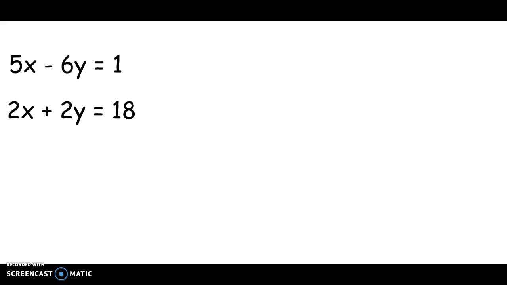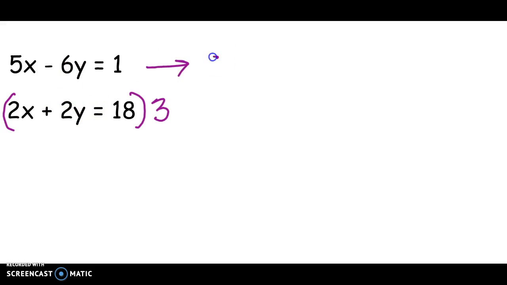Again, I would like you to copy this problem down, try it, and then play the video. So I look, I have 5 and 2, negative 6 and 2. Neither one of those are the same. They're not opposites of each other, so I have to force it. Now, 5 and 2 are not multiples of each other, but 6 and 2, I can multiply 2 by 3 to get 6. So I'm going to change the y this time. So I'm going to multiply everything by 3. That will give me a negative 6 and a positive 6.